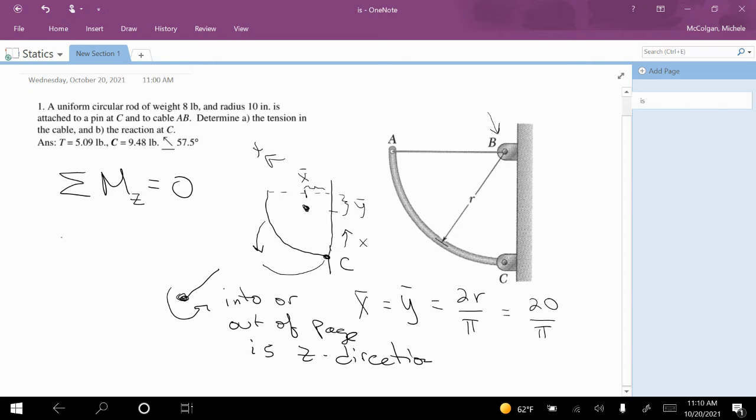The first component we're going to take is the weight of the little bar, which we'll call just Fg times r. The r that I'm going to take is the 2r over pi. So why am I doing that? That's a good question. It's because 2r over pi.